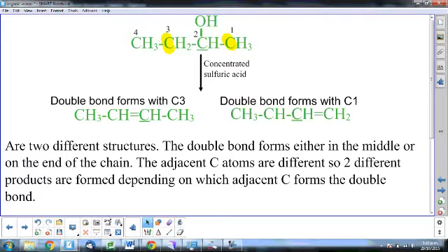Double bond is attached to the first carbon in the chain. However, if I react with the other adjacent carbon, I now get but-2-ene, where the double bond is between carbons 2 and 3 in the chain. So there are 2 products in this reaction. The reason why there are 2 products, if we were to just go back to the screen, is that because the adjacent carbon atoms were different from each other, we will get 2 different products depending on which one of those will lose the H atom and gain a double bond.